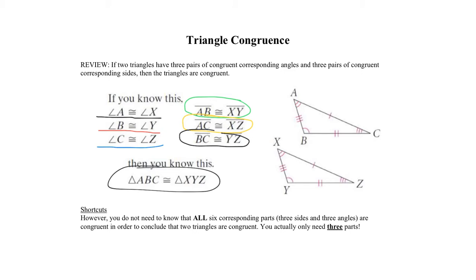However, there are some shortcuts that we're going to talk about today. So you don't need to know all 6 of them, all 3 sides and all 3 angles, to know that the triangles are congruent. There's some shortcuts where you only actually have to know 3 parts, and we're going to talk about those shortcuts today.